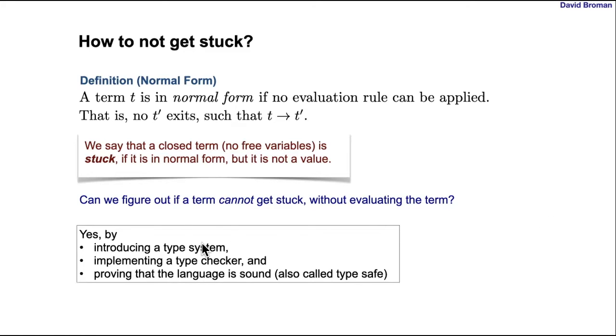So we need to introduce a type system. We need to implement a type checker. And if we are doing this formally, we also want to prove that the language is sound, that we can never get stuck. There is a slogan saying that a well-typed term cannot get stuck. And this is basically what we mean by a sound type checker.